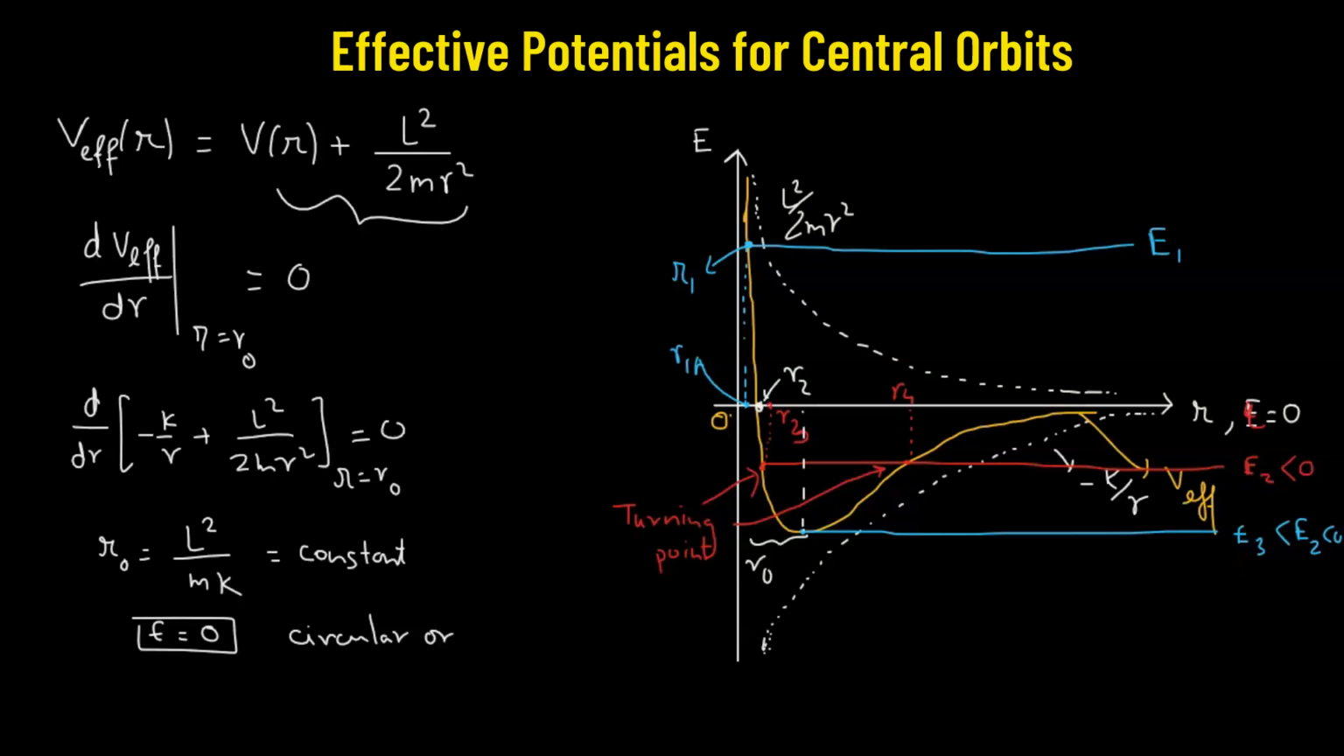So this is how we can use the concept of effective potential to determine the orbit of a particle under the influence of a central force field.